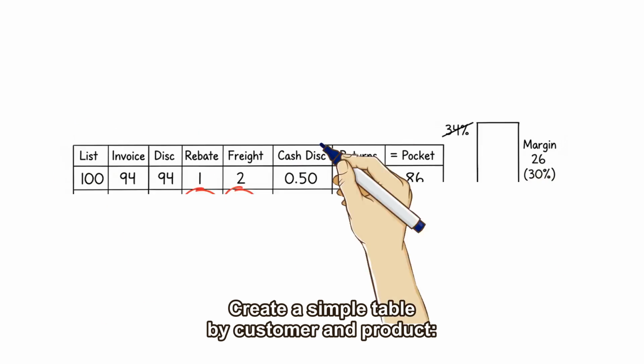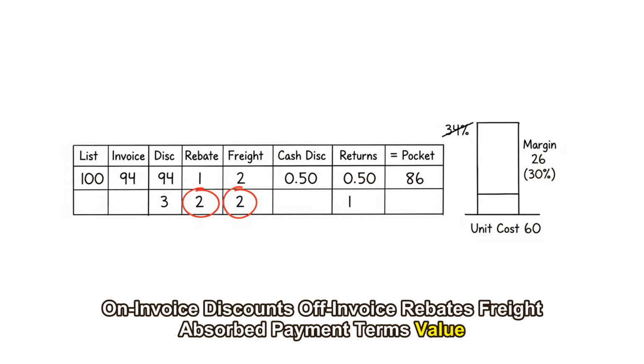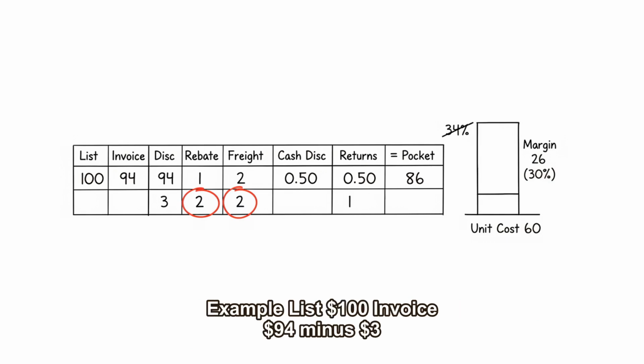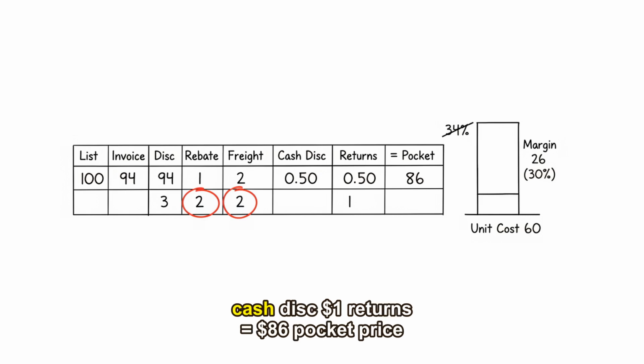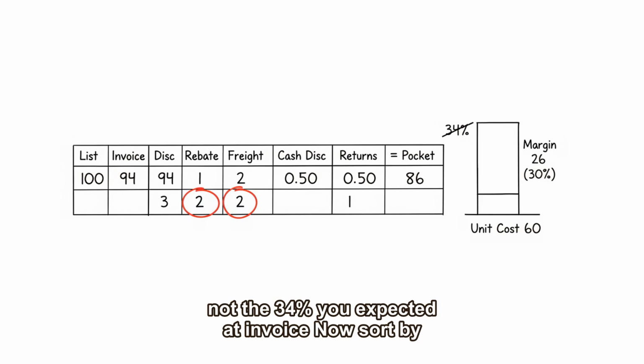Create a simple table by customer and product: list price, invoice price, less on-invoice discounts, off-invoice rebates, freight absorbed, payment terms value, cash discount, returns/chargebacks, equals pocket price. Example: list $100, invoice $94, minus $3 discounts, $1 rebates, $2 freight, 50 cents terms, 50 cents cash discount, $1 returns equals $86 pocket price. With a $60 unit cost, margin is $26 or 30%, not the 34% you expected at invoice.